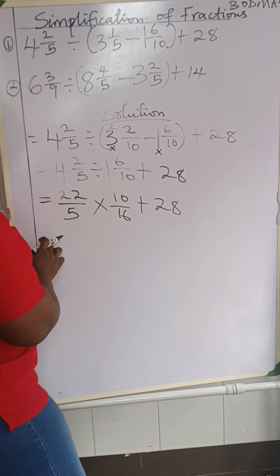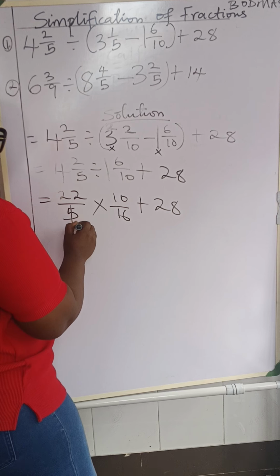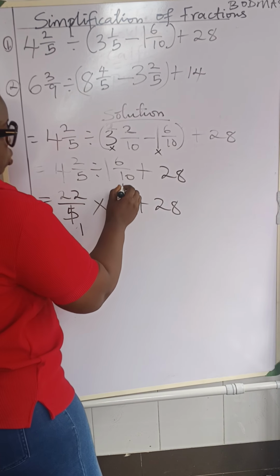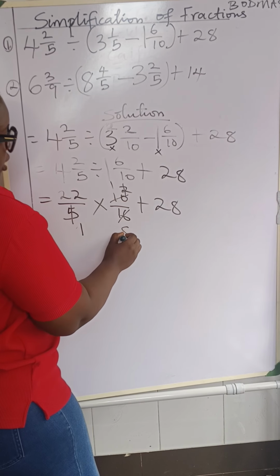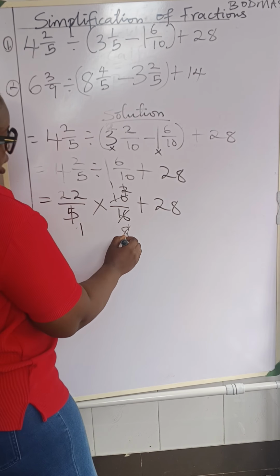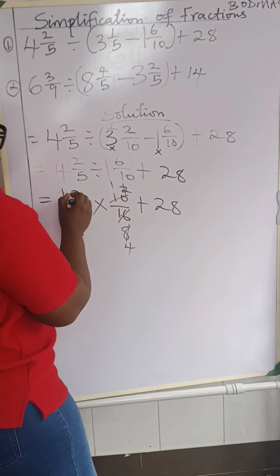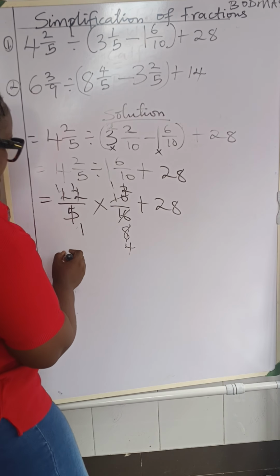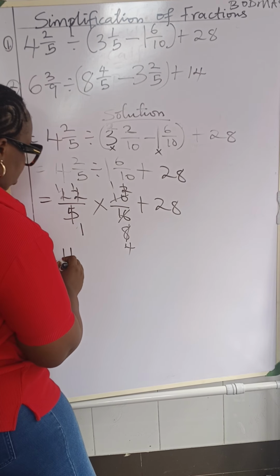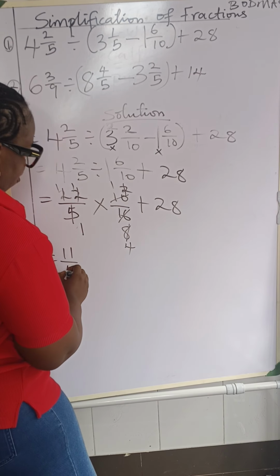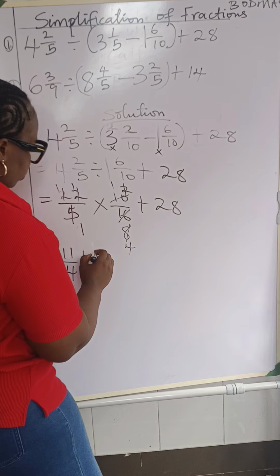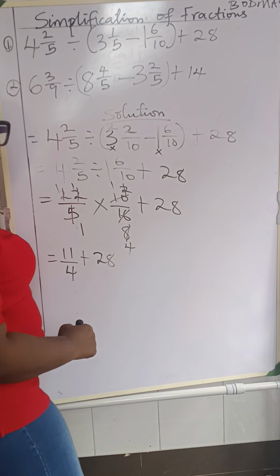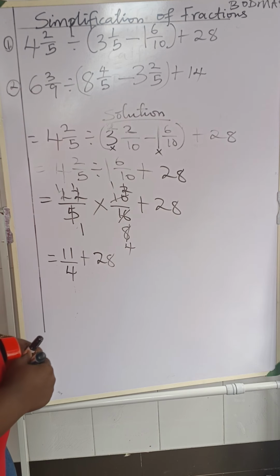So now, can anything cancel out here? 5 can go. We have 5 divided here is 1. 5 going into here is 2. 2 here is 1 and 2 here is 8. 2 can divide here to give us 4. 2 dividing here is going to give us 11. So we are going to have 11 over 4 plus our 28 whole number. Let's just do it 28 over 1 or 28 itself, right?